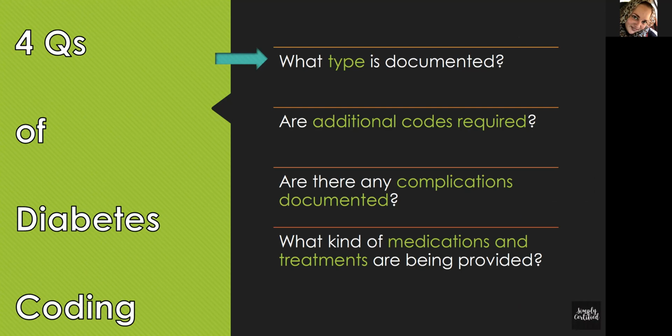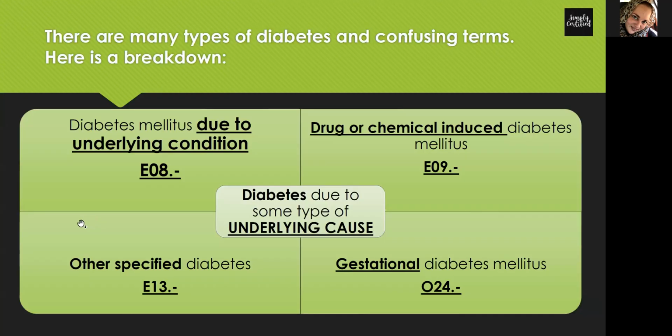With diabetes coding, I like to ask 4 questions. Now, you'll see later on in the presentation that some of these questions can be answered at the same time, and even some of them will answer the other one. So the first question is, what type is documented? What type of diabetes is documented? Now, hopefully it is documented and we don't have to default code like the guidelines kept repeating to us.